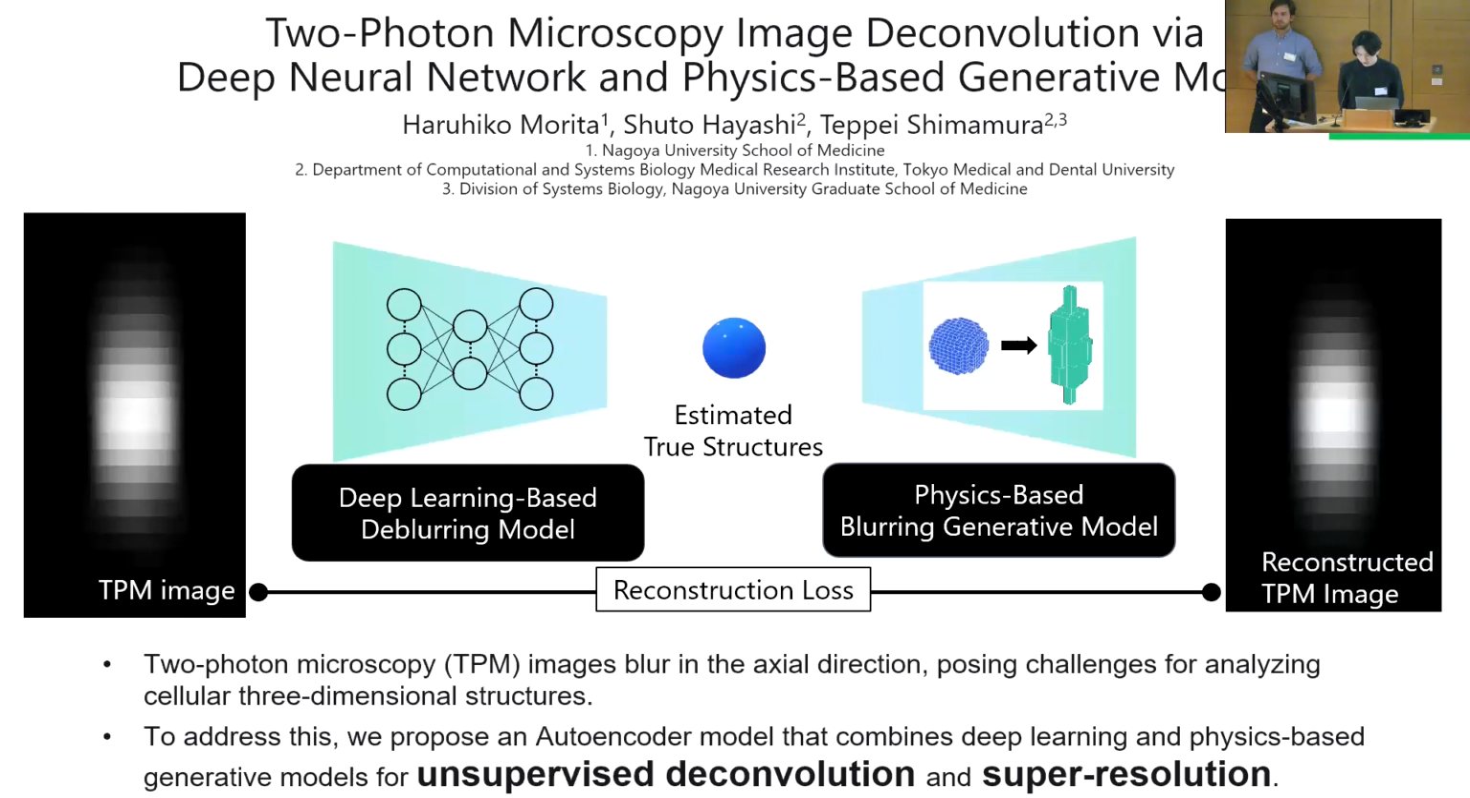sufficient resolution. In this study, we developed a deep neural network that deblurs and improves the resolution of TPM images in an unsupervised manner. Initially, we trained the deblurring model to solve the inverse problem of the TPM image acquisition process. This process was approximated by a physics-based generative model. Subsequently, we optimized both the deblurring model and the physics-based model, aiming to minimize the loss between the real input images and their reconstructed counterparts.